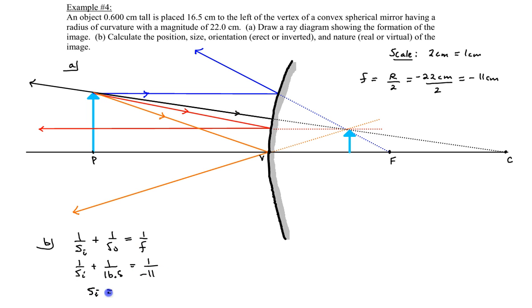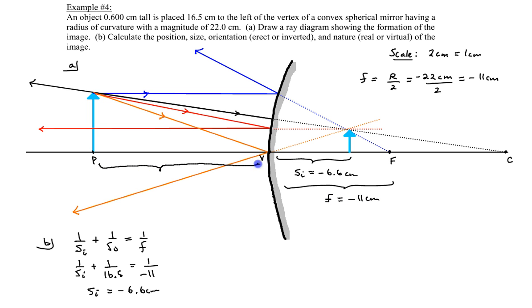And you'll get an image distance of negative 6.6 centimeters. So that's what this distance in here is: S_I is negative 6.6 centimeters, the focal length f was negative 11 centimeters, and this distance here, S_O, is 16.5 centimeters. Now let's calculate the magnification: negative S_I over S_O, that's negative negative 6.6 centimeters divided by 16.5 centimeters, and that will give you a magnification of positive 0.4.